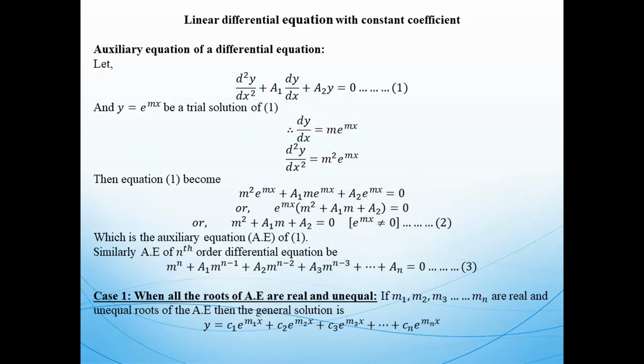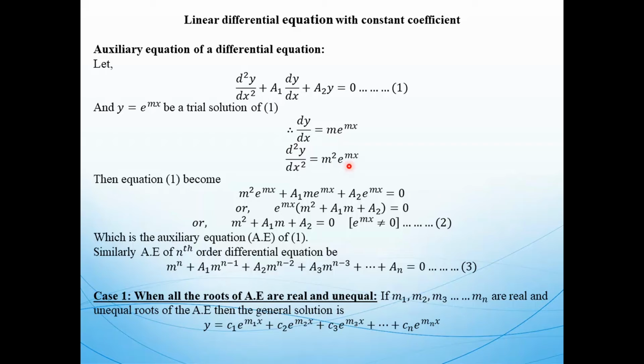Now we will discuss linear differential equations with constant coefficients. At first, we will see the auxiliary equation of a differential equation. For that, we consider d square y by dx square plus a1 dy by dx plus a2 y is equal to 0, and consider this equation as equation number 1. Let y is equal to e to the power mx be a trial solution of equation 1. Now differentiating both sides of this equation, that gives dy by dx is equal to m e to the power mx. Again differentiate, that gives d square y by dx square is equal to m square e to the power mx.